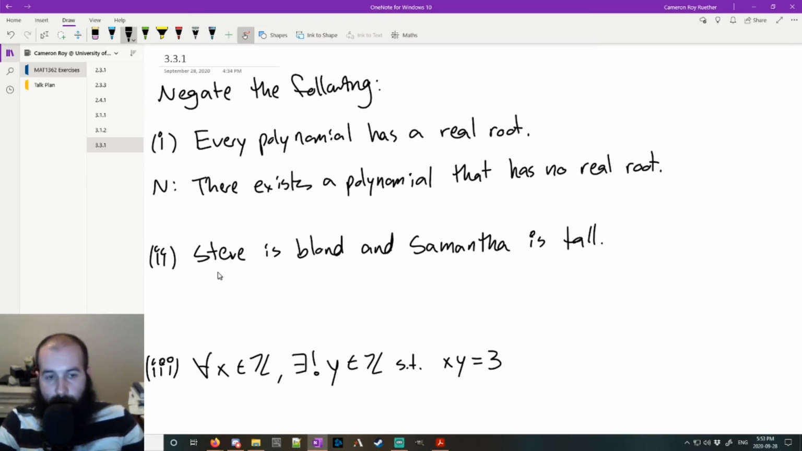For 2, Steve is blonde and Samantha is tall. Importantly, the logical part here is the and. Therefore, its negation switches to an or, and the other parts become negated. So its negation, Steve is not blonde. The negation of Steve is blonde, or, and then the negation of the last part, or Samantha is not tall.